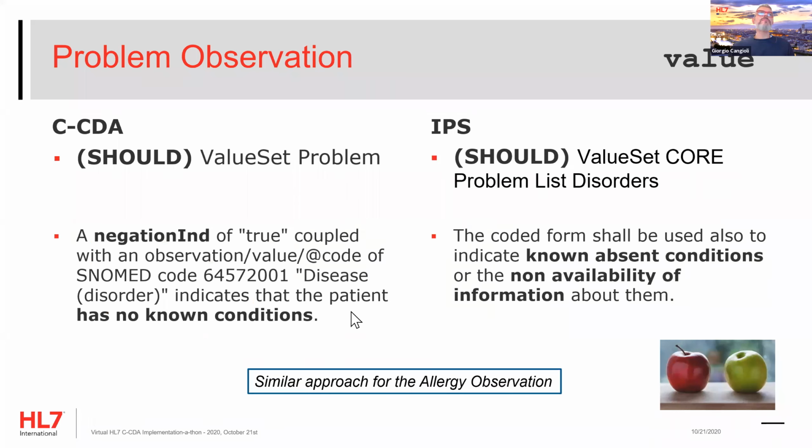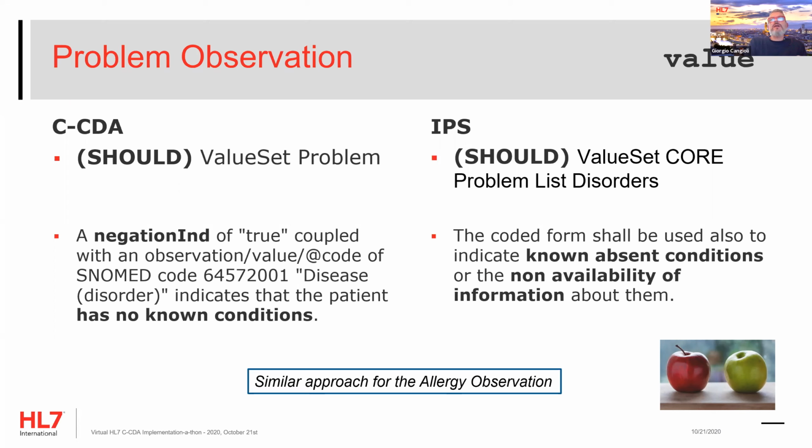Let me pass directly to the other point, the observation value. What is written in the CDA is that, for example, a negation indicator set to true, coupled with a specific code, is used for expressing a non-known condition. This is the difference that we have with the IPS.